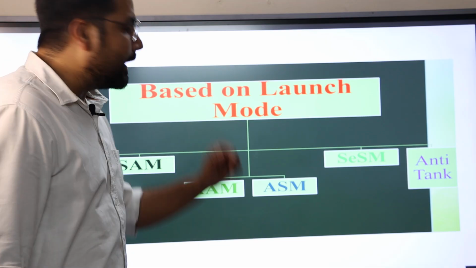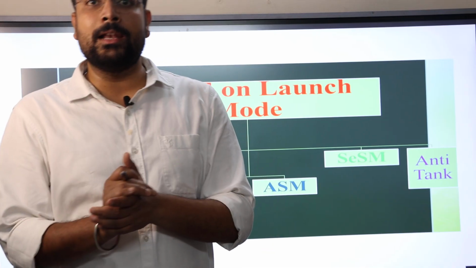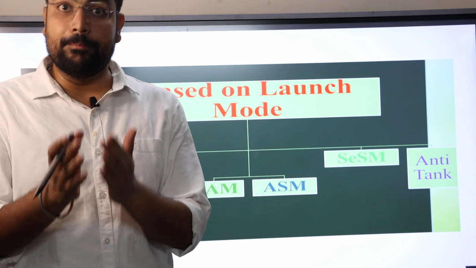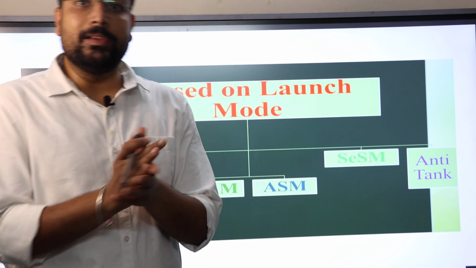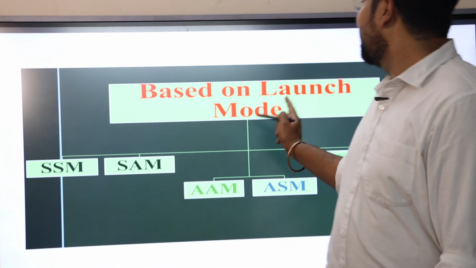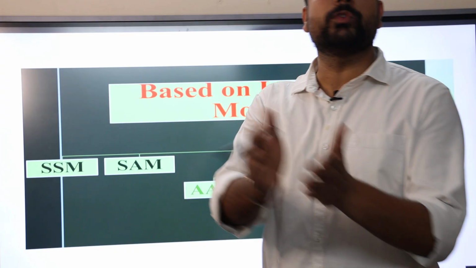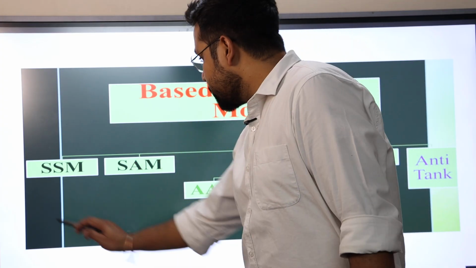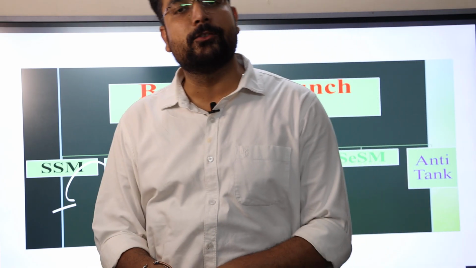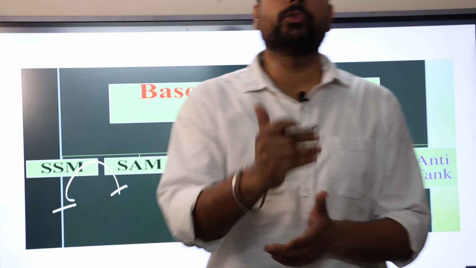Now we will see the second category, based on launch mode. Launch mode means from where we are launching the missile, whether from the earth surface, from the water, or from the air. Apart from that, it provides certain qualities to the particular missile. For example, the first category is SSM, which stands for surface to surface missile. When the launching station and the target are both on the surface, such missiles are identified as SSM, or surface to surface missile.